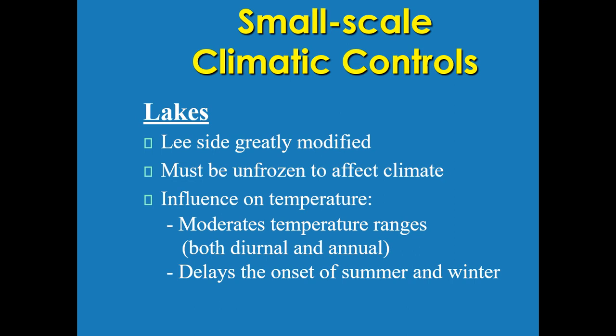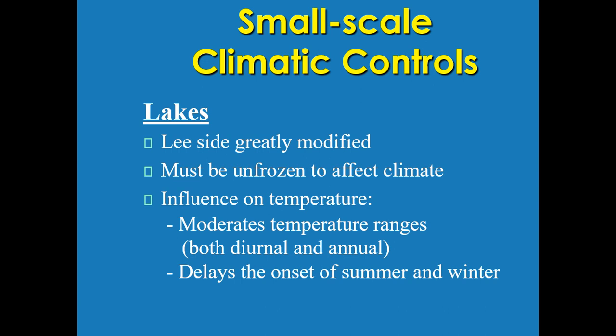Right. In addition to the major climatic controls, we have other smaller scale climatic controls as well. Lakes, such as the Great Lakes as an example, or any large lakes like the Great Salt Lake. The lee side of the lake is greatly modified. So the lee side is generally that side that is downwind of the direction from which the wind is blowing.